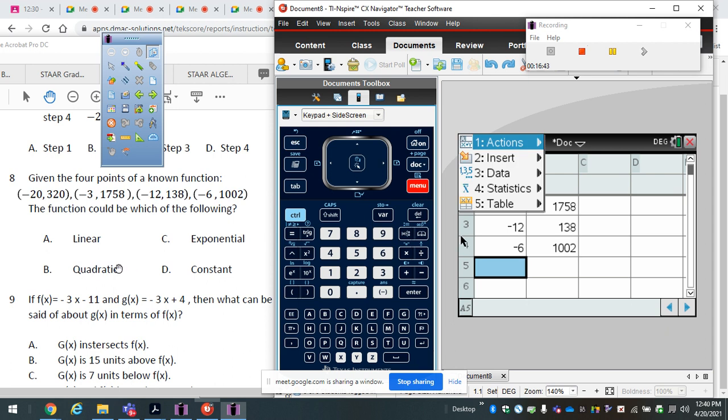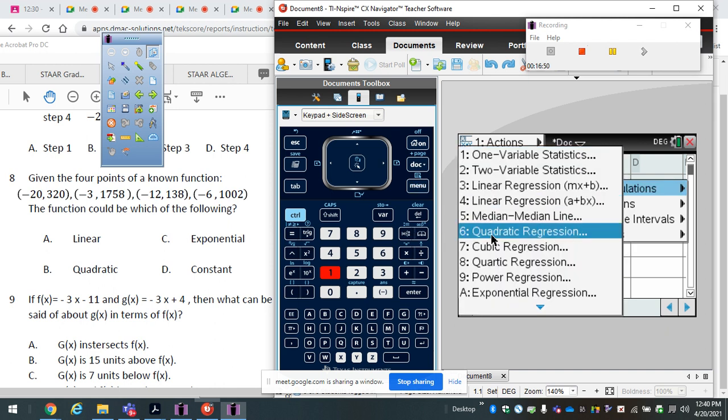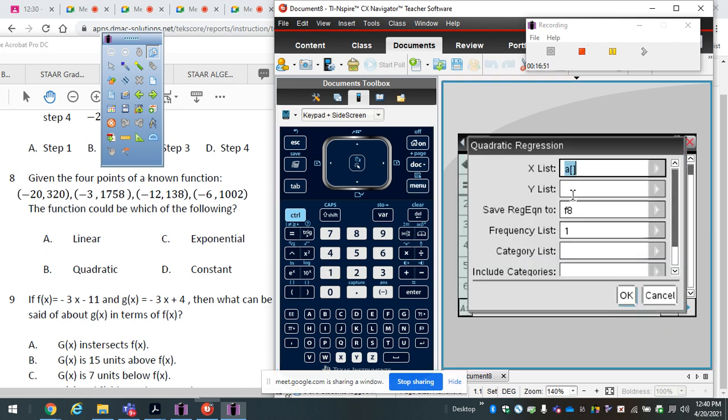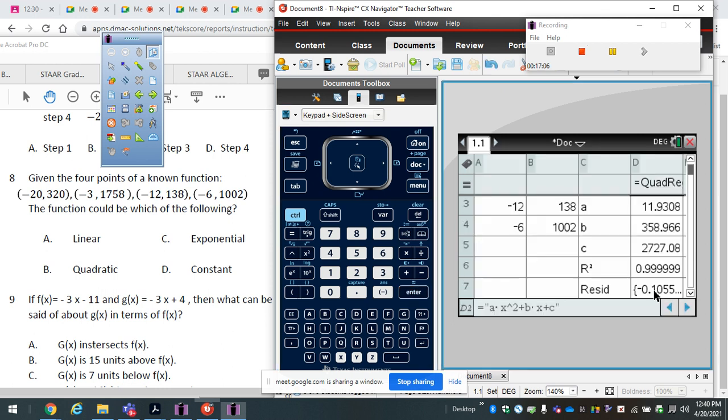I'm going to check if it's quadratic. I'm going to go to menu, 4, 1, and then 6, quadratic. Same thing here, we should have r and r squared to be 1. But r squared, man, is so close to being 1. This is like so close to being 1. So no. But I'm going to say that's the closest one.